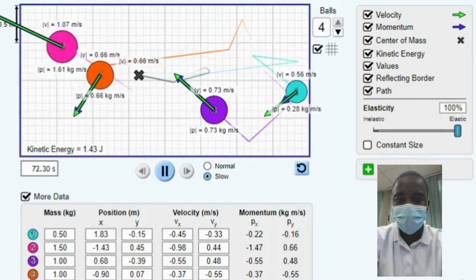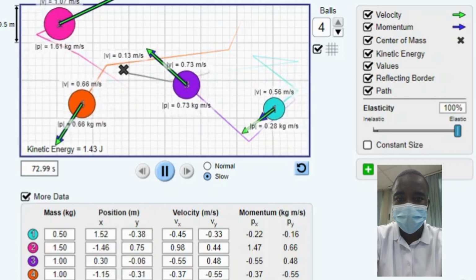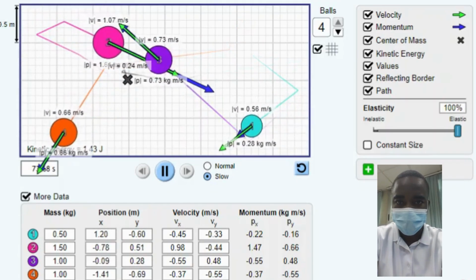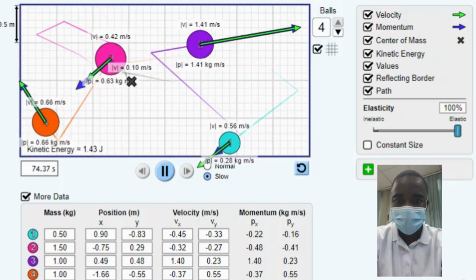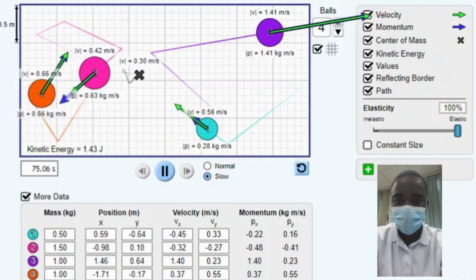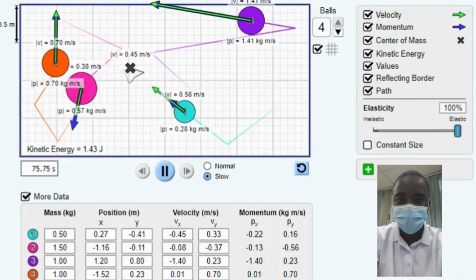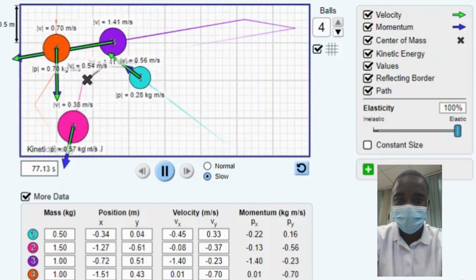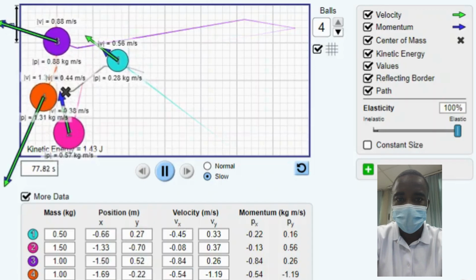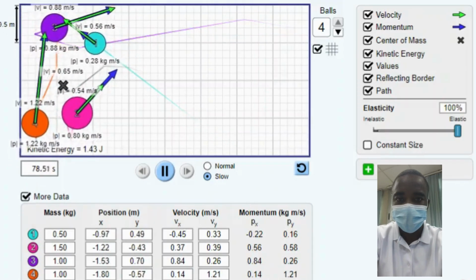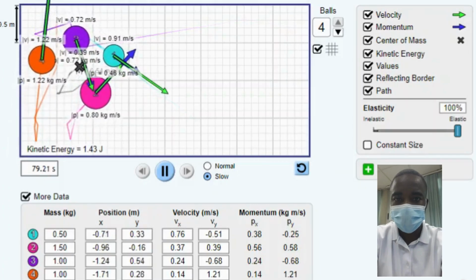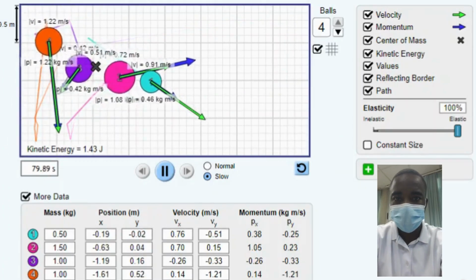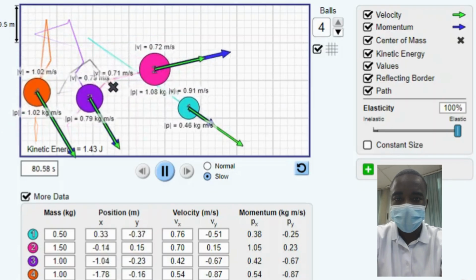The simulation covers a wide range of topics related to collisions, including conservation laws, elastic and inelastic collisions, and real-world applications. This comprehensive approach helps students gain a holistic understanding of the dynamics of collisions and their applications in various fields. The collision simulation is a valuable tool for teaching and learning about the principles of collisions in two dimensions.